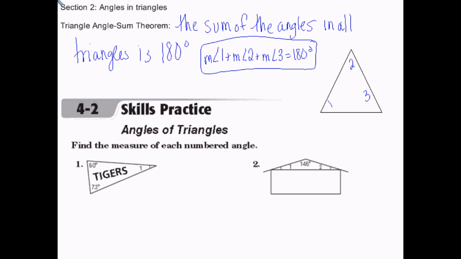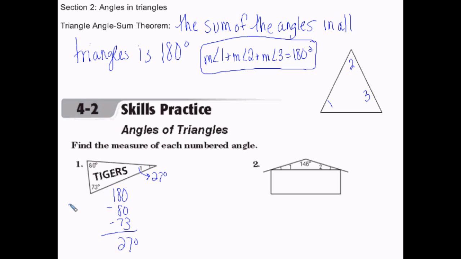So all three of these angles are going to add up to 180. To find angle 1, you subtract the two angles you have from 180 and you get the missing angle. So 180 minus 80 is 100, minus 70 is 30, minus 3 is 27. Easy?